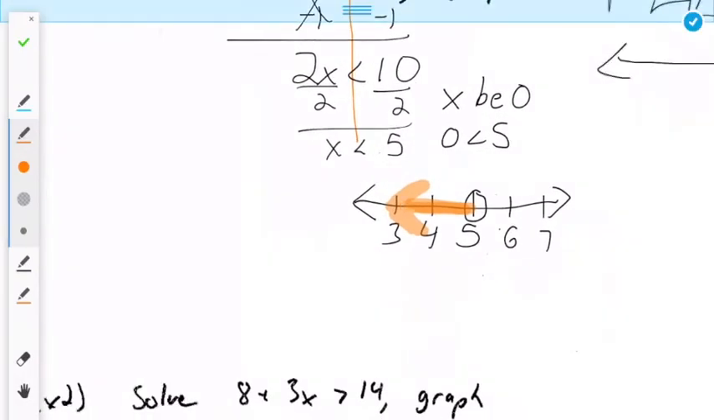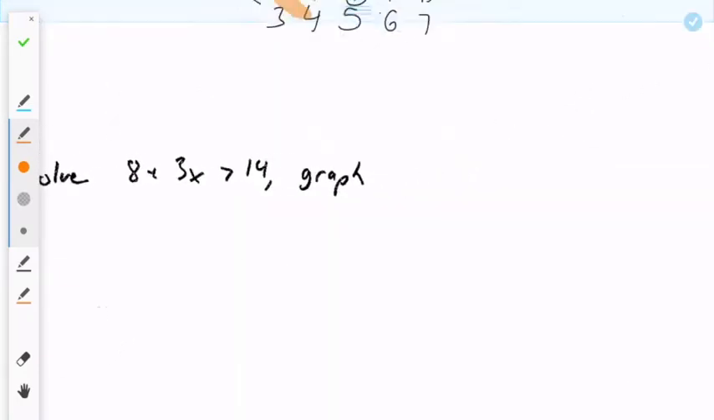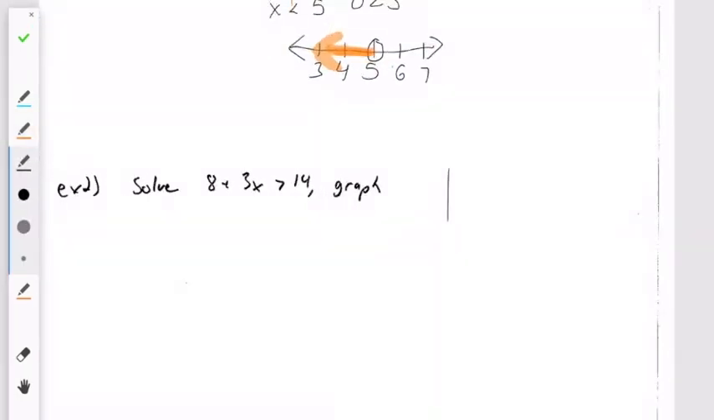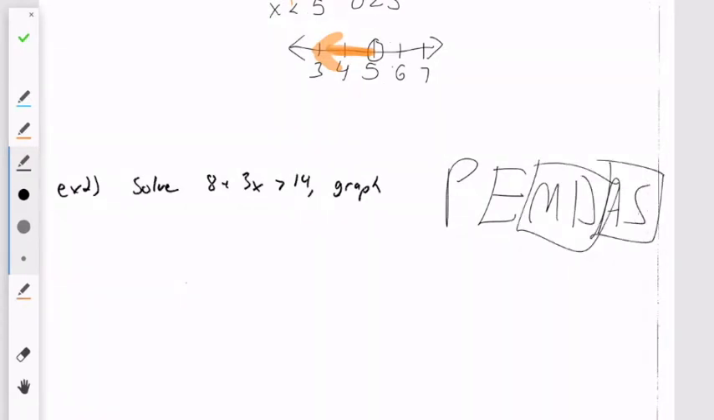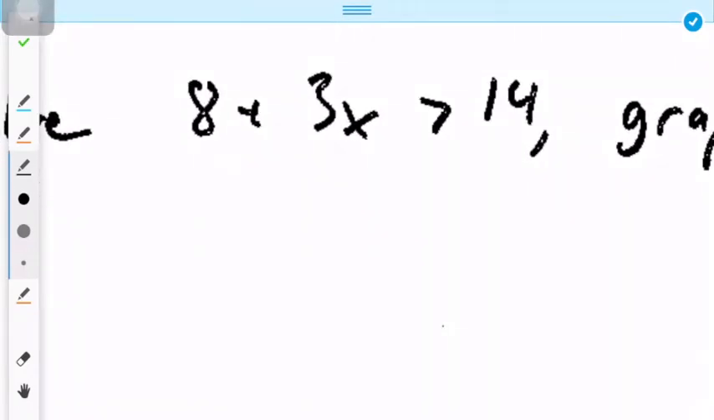Alright, let's look at our next example here. Example 2. It says solve 8 plus 3x is greater than 14. So I'm going to write reverse PEMDAS again. Square off those two steps. And I want to look at addition and subtraction first. Now this is where it gets a little bit confusing, because normally our variable is written first and other terms are written second. In this case, it's the opposite.